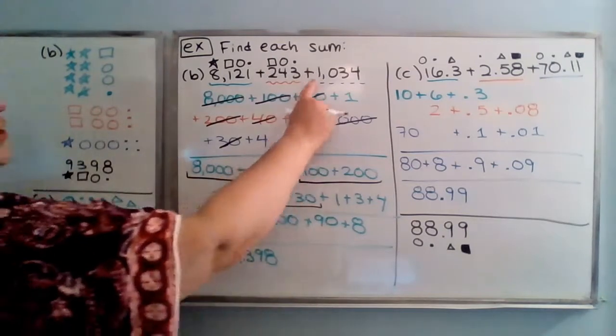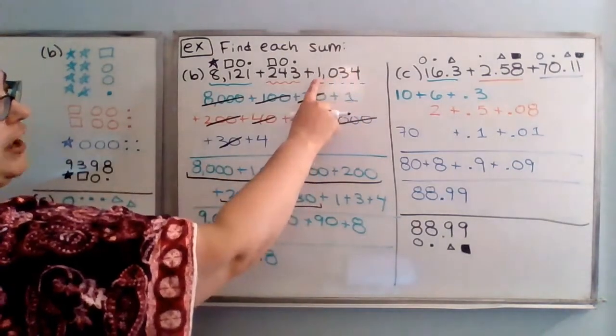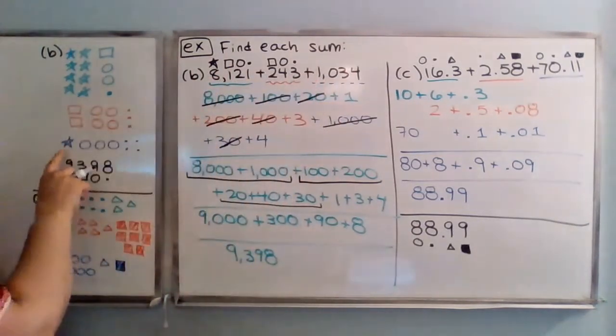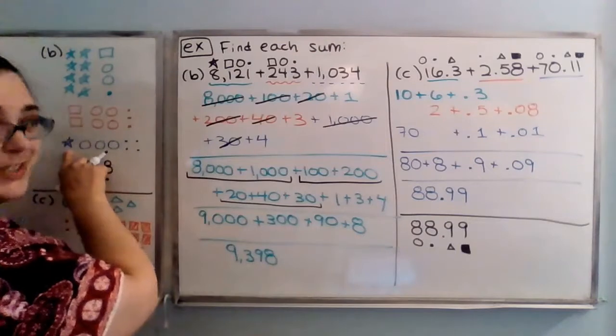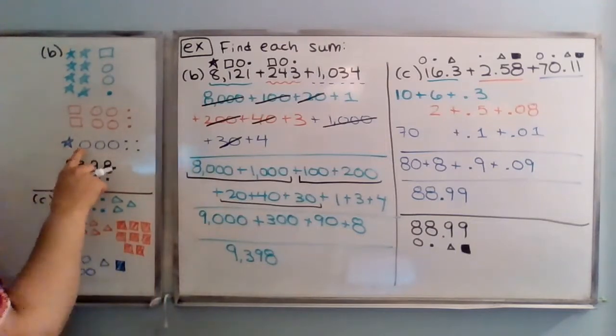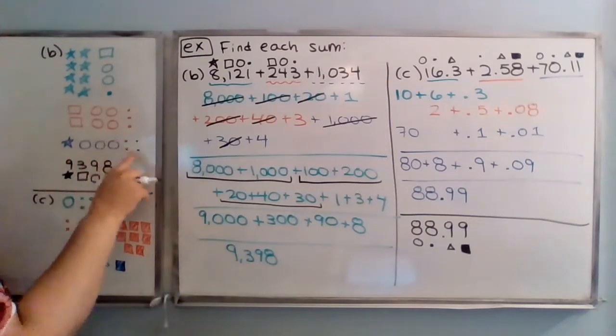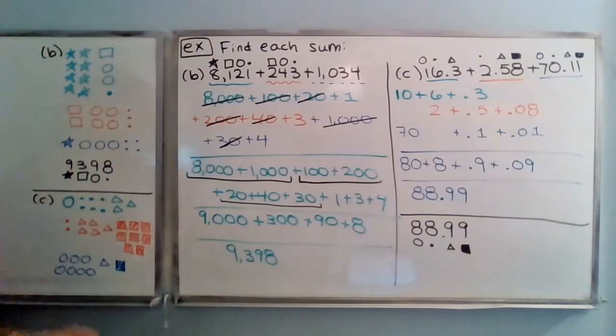And then with 1,034, I have 1,000. Thousands were stars, so I have 1 star. I don't have any squares because I don't have any hundreds. I have 1, 2, 3 circles, and then my 4 dots.